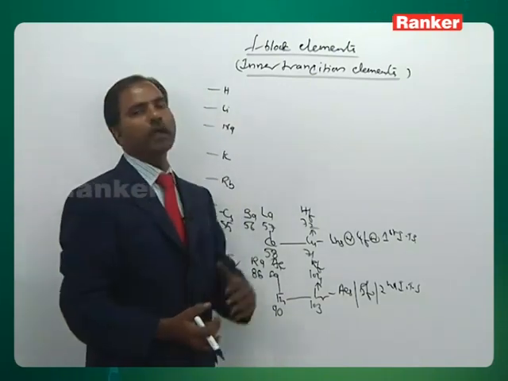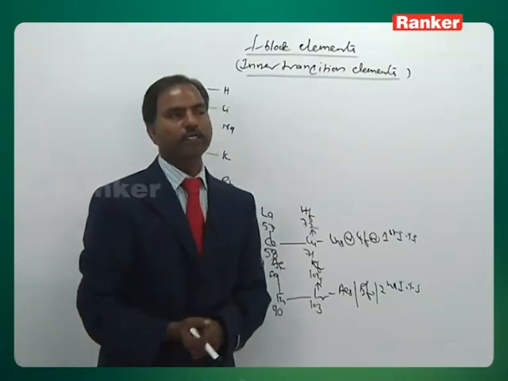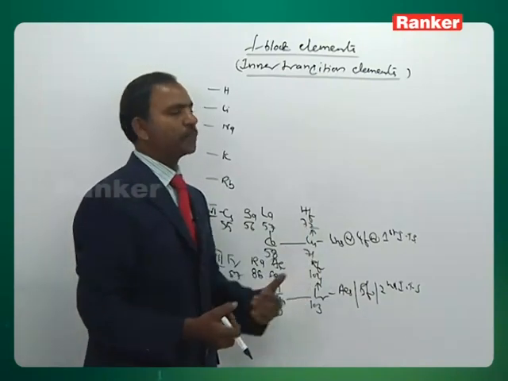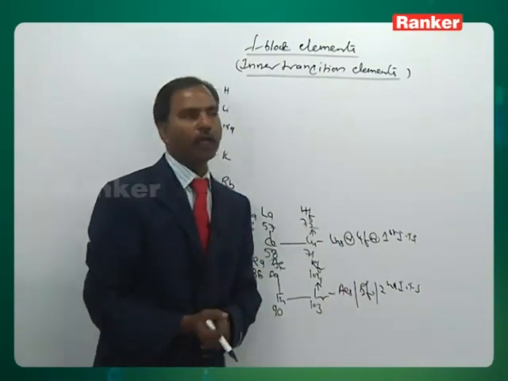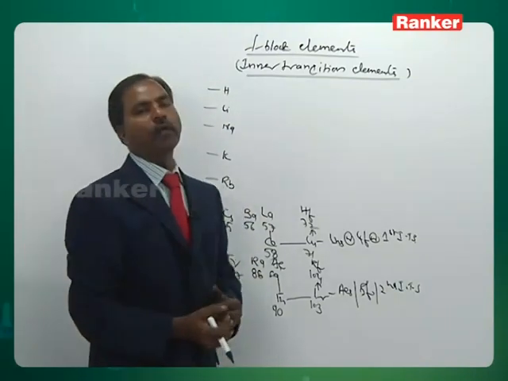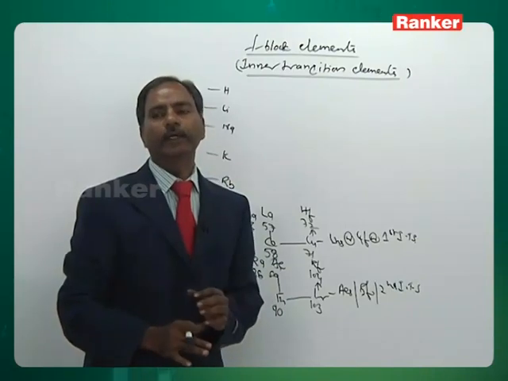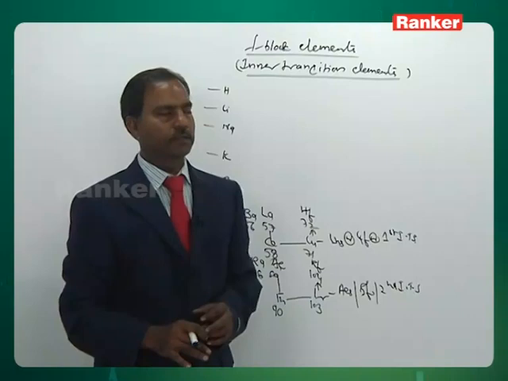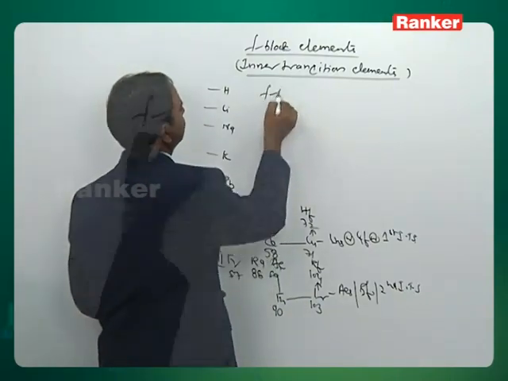So what I said is, in the periodic table, the F block elements start from the 6th period, and in both the 6th and 7th periods we observe lanthanides and actinides, the F block elements. Next, let us see the definitions of F block elements and inner transition elements, and their general electronic configuration. Let us discuss this.